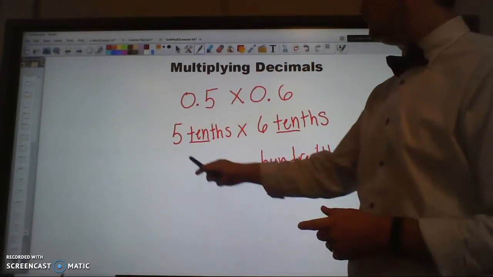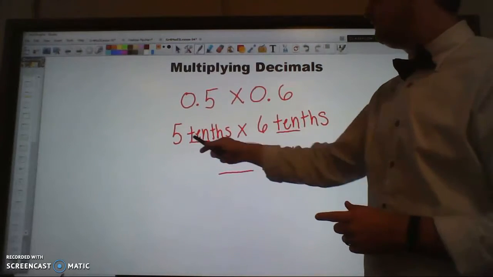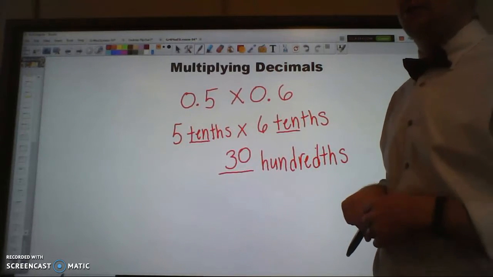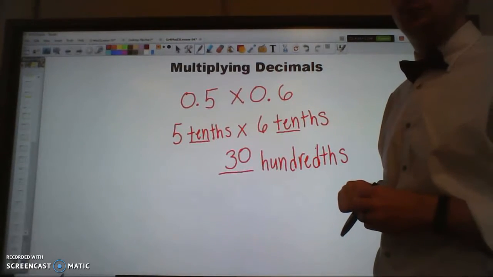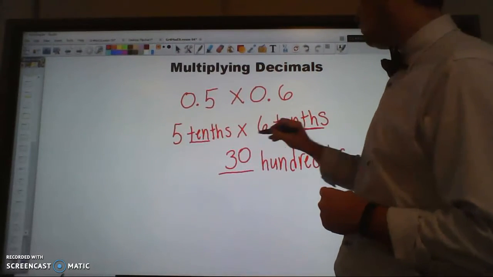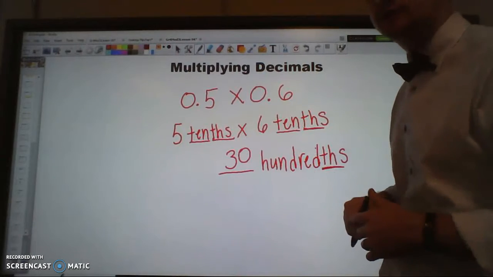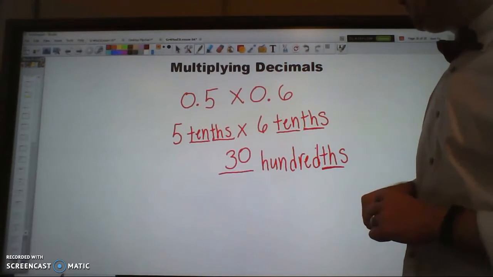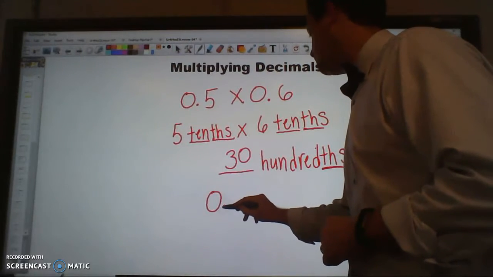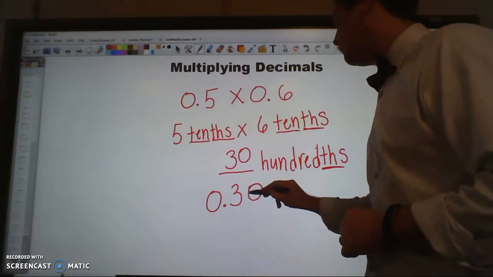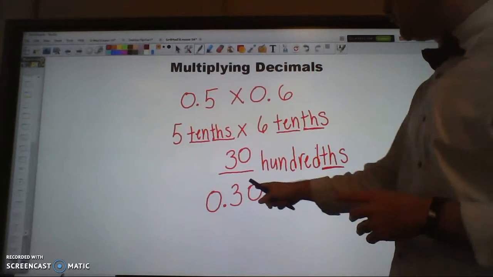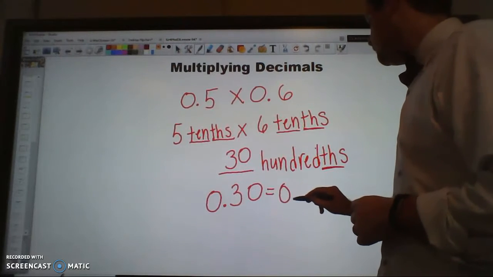Well, now all we have to do is 5 times 6. 5 times 6 is 30 hundredths. Now we have to figure out what that looks like as a decimal. So as a decimal, it's 30 hundredths. And remember that the TH on all of these let us know it's going to be to the right of the decimal. So 30 hundredths would be 0 decimal 30. So that's how we would say 30 hundredths. Another way that we could say it is we could get rid of this 0, and we could say it's 3/10.